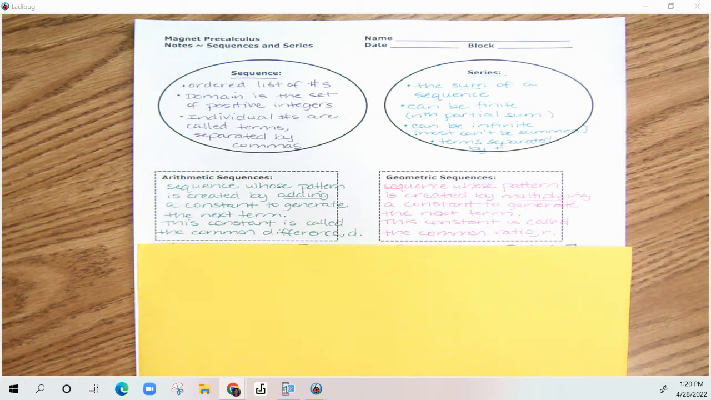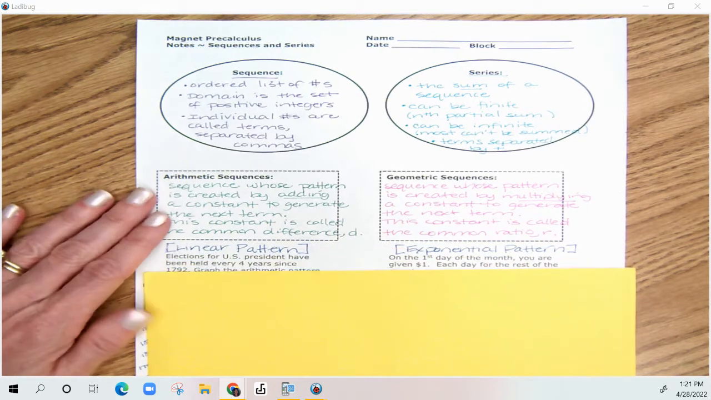A geometric pattern is one that is created by multiplying by a constant to generate the next term. That constant is called the common ratio, r. So you've got a pattern where you keep adding the same thing. The difference can be negative, so you can think about it as subtracting the same thing every time, or a pattern where you're multiplying by the same thing each time. r can be negative, but it has to be what you are multiplying by. You don't want to ever think of the common ratio as something you're dividing by.